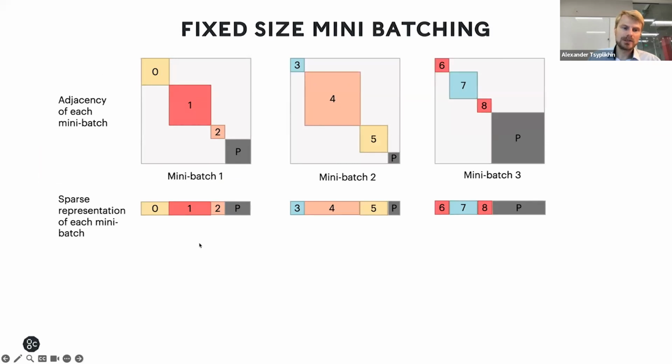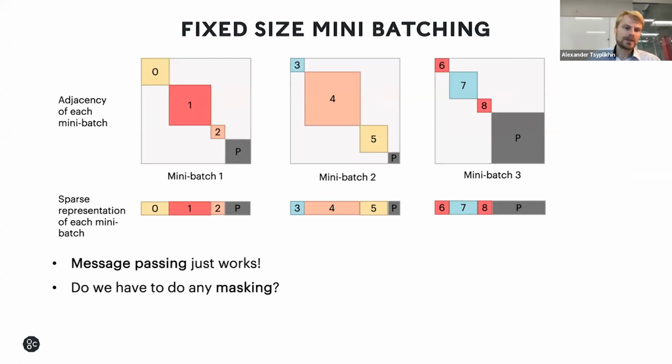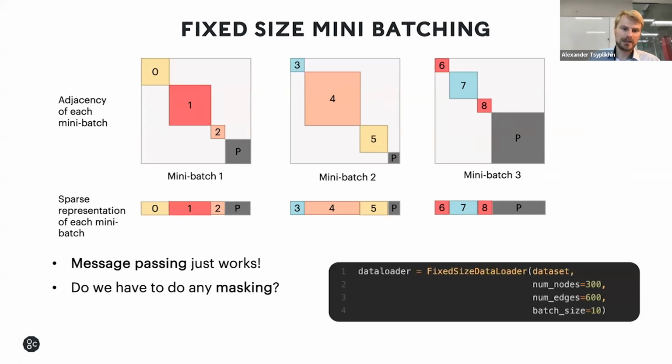And in the sparse representation, there will be a portion associated with the padding graph that we will have to account for when running the computation on the graph. Specifically, we will need to make sure that the loss is not being propagated from the portion that comes from this padding graph. This functionality is enabled by the fixed size data loader, where you define the number of nodes and edges that is involved.